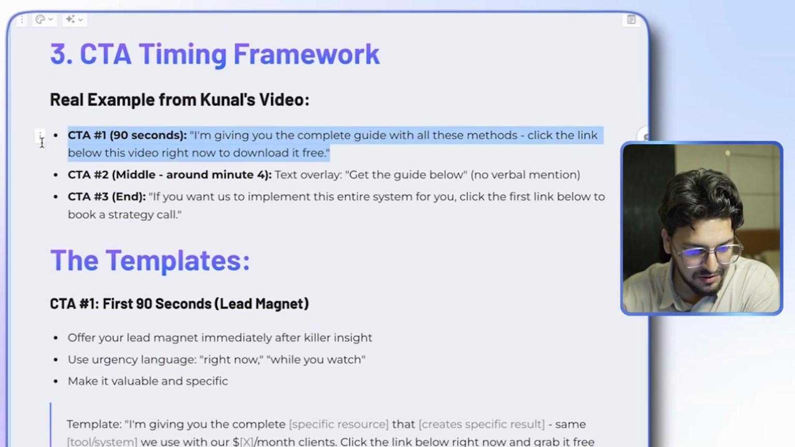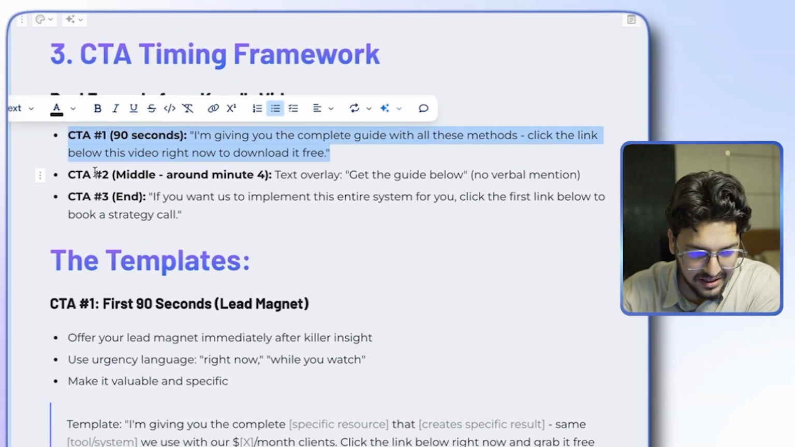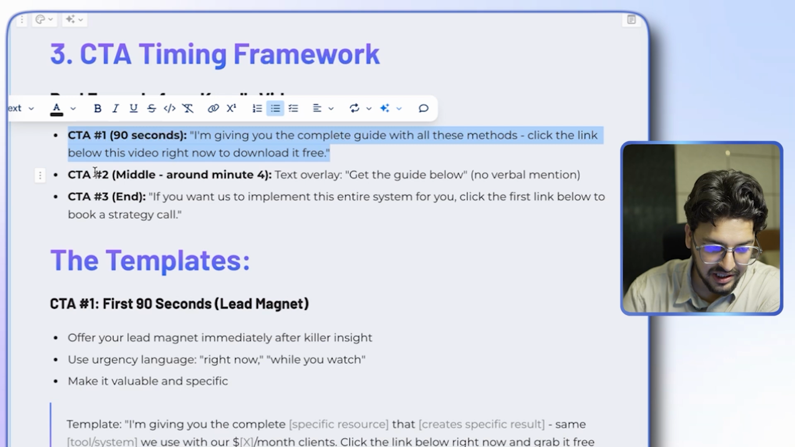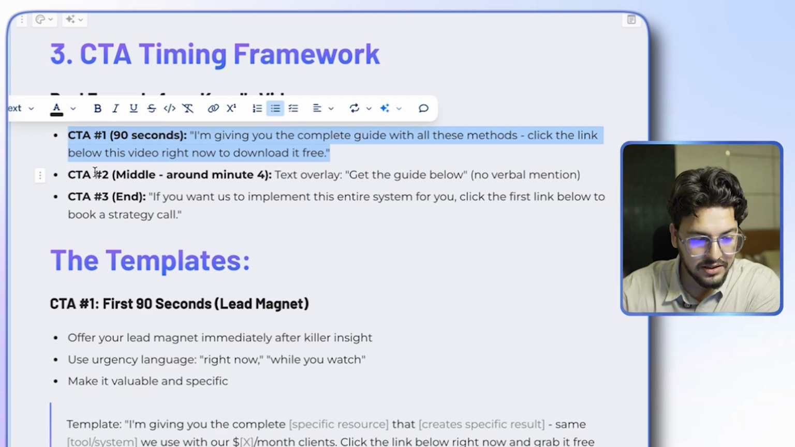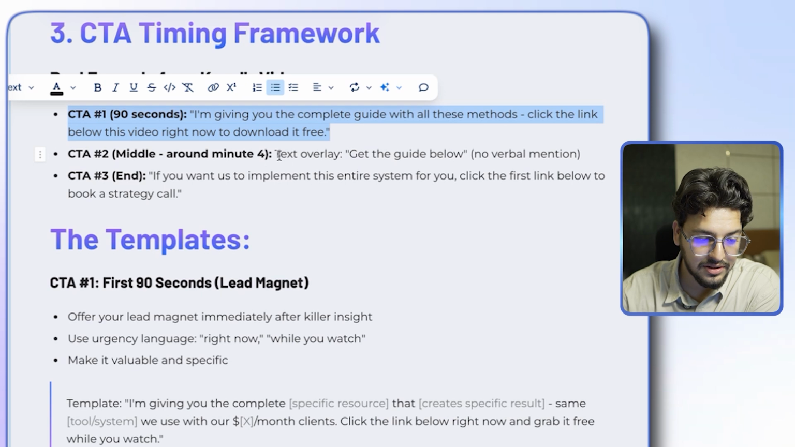Now let me show you my last video script and break down how I did it. At the 90-second mark, I said, I'm giving you the complete guide with all these methods. Click the link below this video right now to download it for free. So there's the first CTA. It happens within the first 90 seconds and it's for your lead magnet. Then the next CTA is around the 4-minute mark.